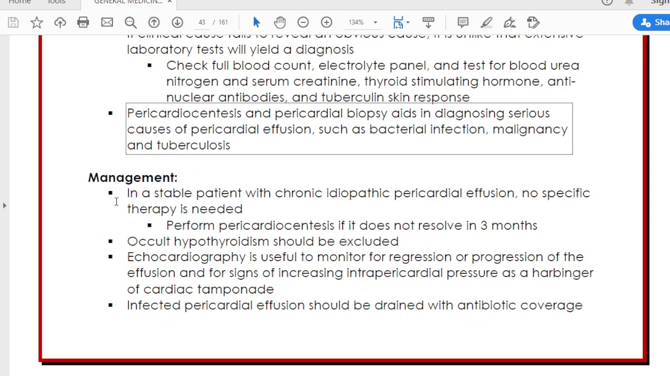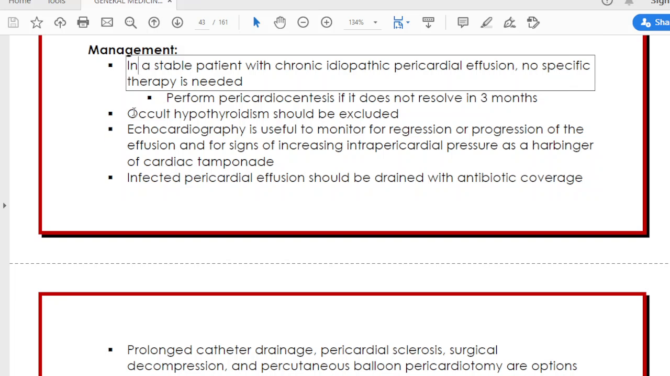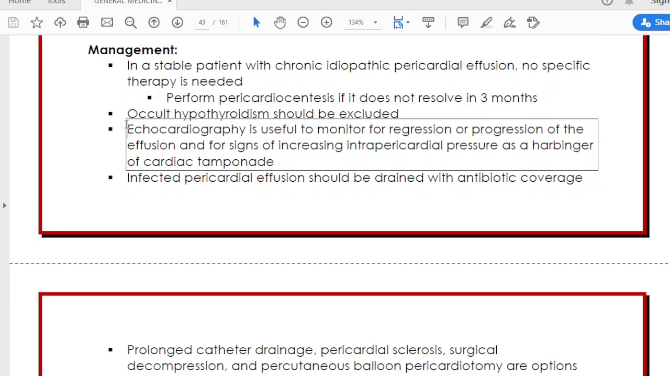Pericardiocentesis and pericardial biopsy aid in diagnosing serious causes of pericardial effusion, such as bacterial infection, malignancy, and tuberculosis. Management. In a stable patient with chronic idiopathic pericardial effusion, no specific therapy is needed. Perform pericardiocentesis if it does not resolve in 3 months. Occult hypothyroidism should be excluded. Echocardiography is useful to monitor for regression or progression of the effusion and for signs of increasing intrapericardial pressure as a harbinger of cardiac tamponade.